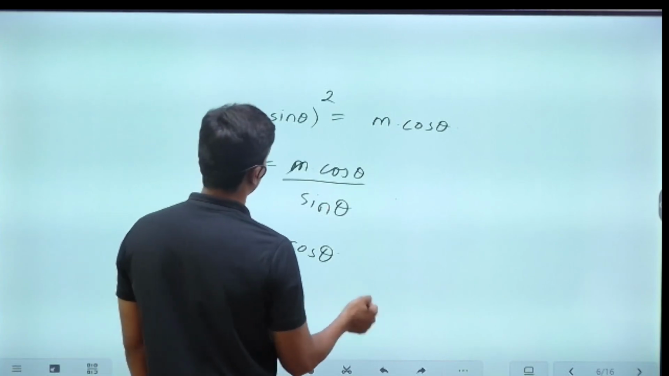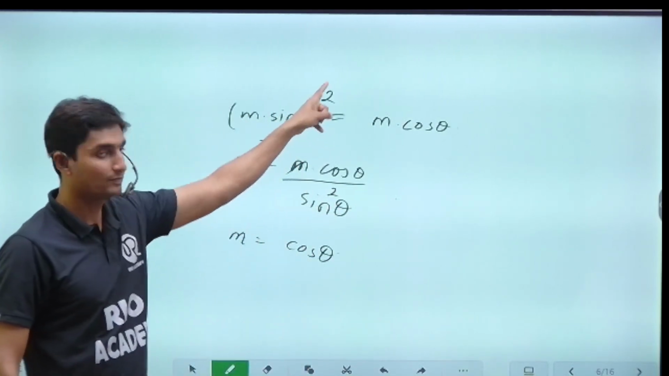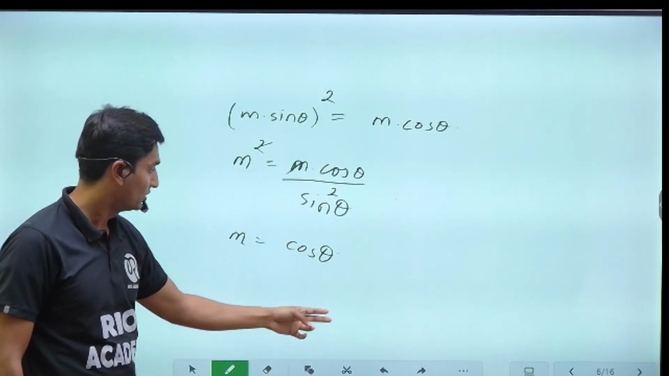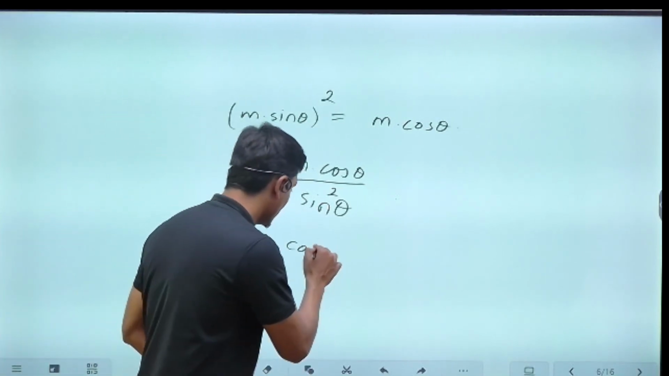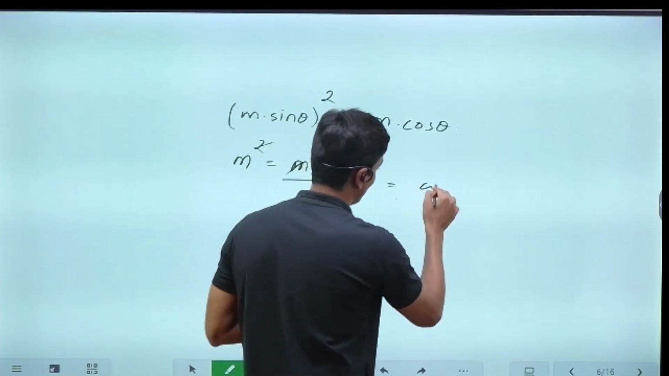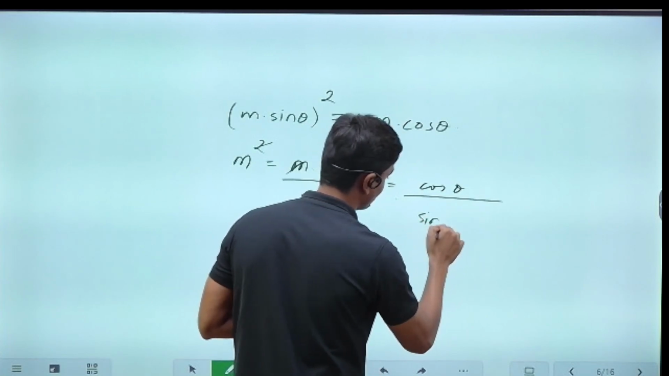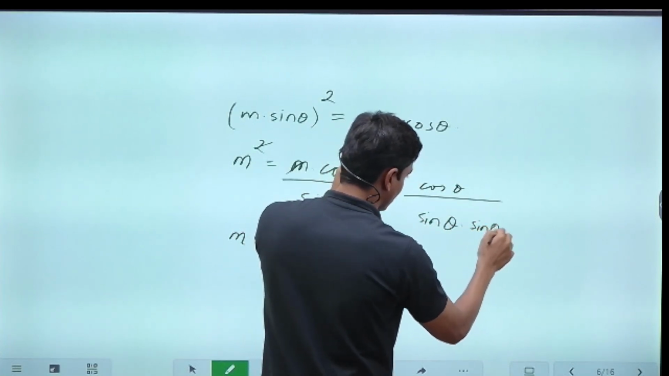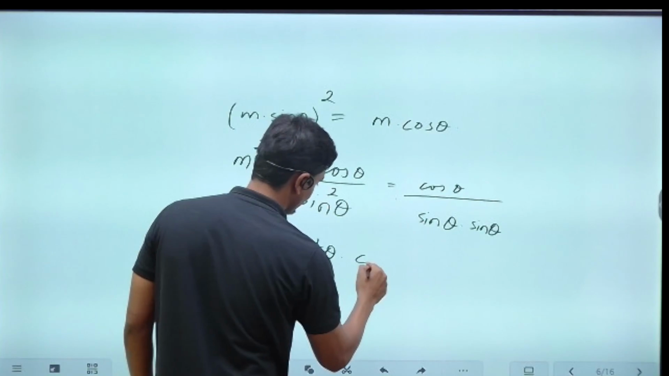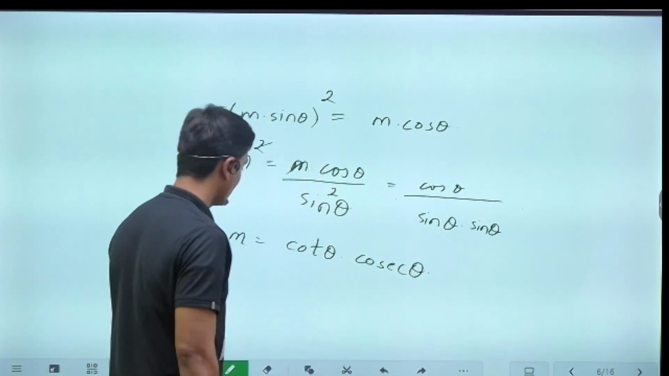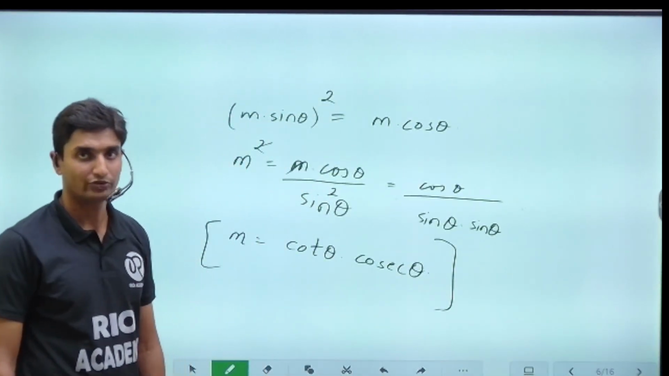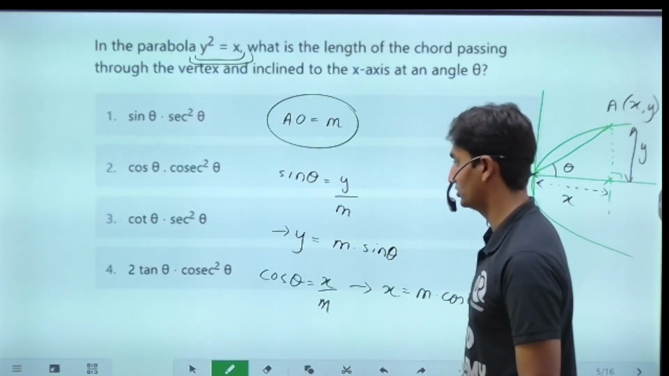M is nothing but cos theta upon sine square. It is square here, right? So cos theta upon sine theta, that will be cot. Cos upon sine is nothing but cot. So cot theta multiplied with one of the sine will be remaining here. Cos upon sin is nothing but cot, and 1 upon sin is nothing but cosecant theta. So m, guys, which is nothing but the length of the chord that we had assumed, is equal to cot theta into cosecant theta.